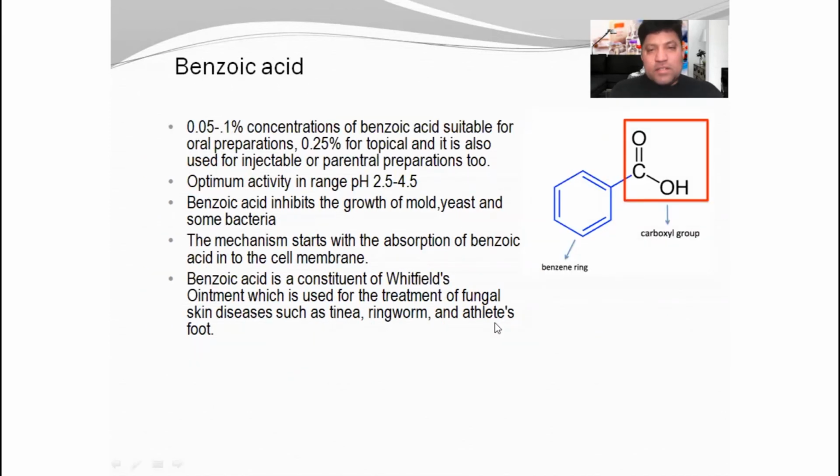A 0.05 to 1% concentration of benzoic acid is suitable for oral preparations, 0.25% for topical, and it is also used for injectable or parenteral preparations. Optimum activity is obtained in the range of pH 2.5 to 4.5. Benzoic acid inhibits the growth of mold, yeast, and some bacteria. The mechanism starts with the absorption of benzoic acid into the cell membrane. Once it is absorbed, it starts its activity and eventually kills the microorganisms. Benzoic acid is a constituent of Whitfield's ointment, which is used for the treatment of fungal skin diseases such as tinea, ringworm, and athlete's foot.